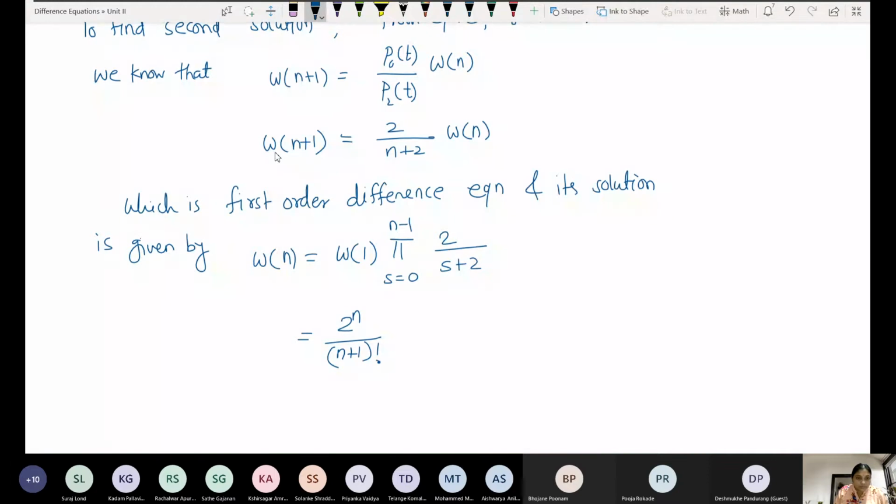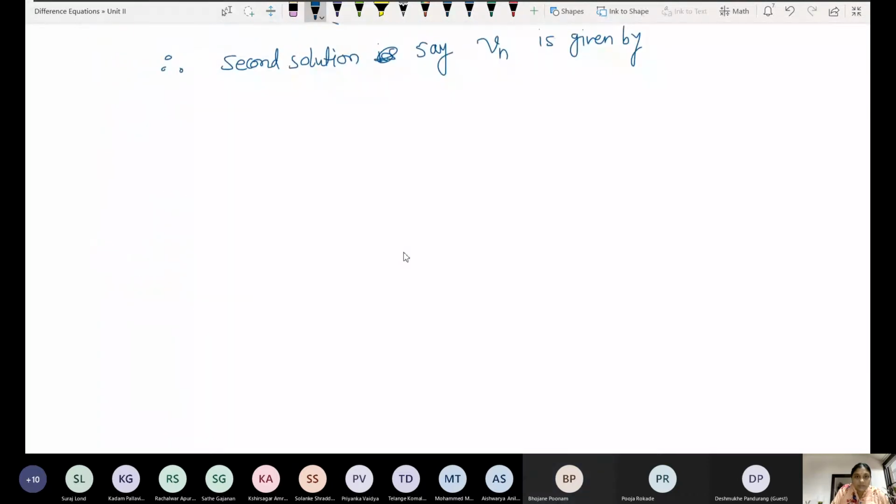Therefore, second solution. If one solution is known, then the second solution is given by, say, we have denoted the first solution by un, so the second solution, say vn, is given by u1 times the summation of Wn divided by un plus 1.